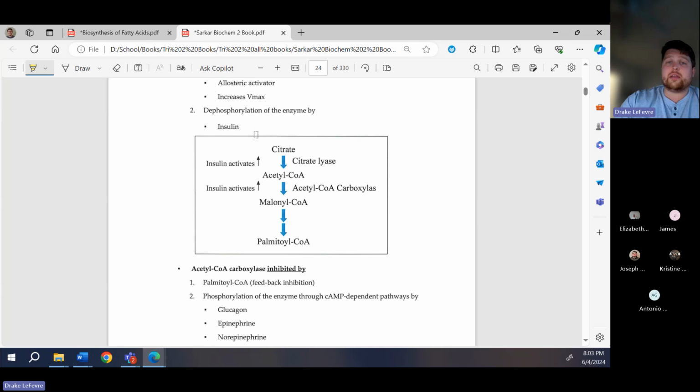If we have insulin being pumped out, remember what's the job of insulin? What does insulin do? Decreases blood sugar. Yeah, and where does it pull that sugar into? The liver. Into the liver, into cells, just into cells in general, right? So if we have more insulin activating, it's because we have lots of extra sugar.